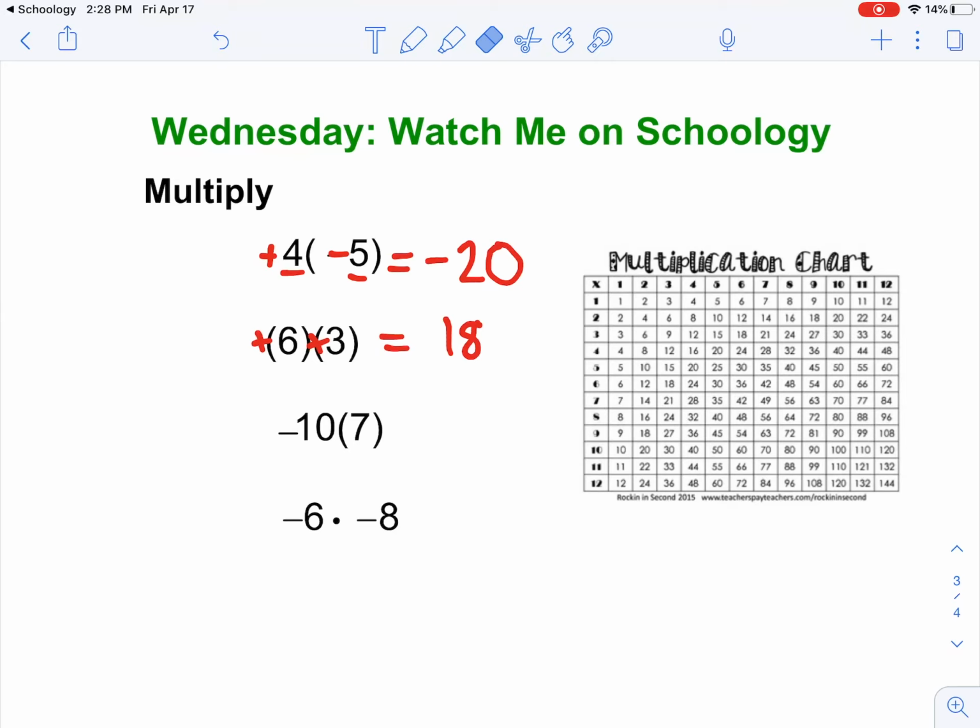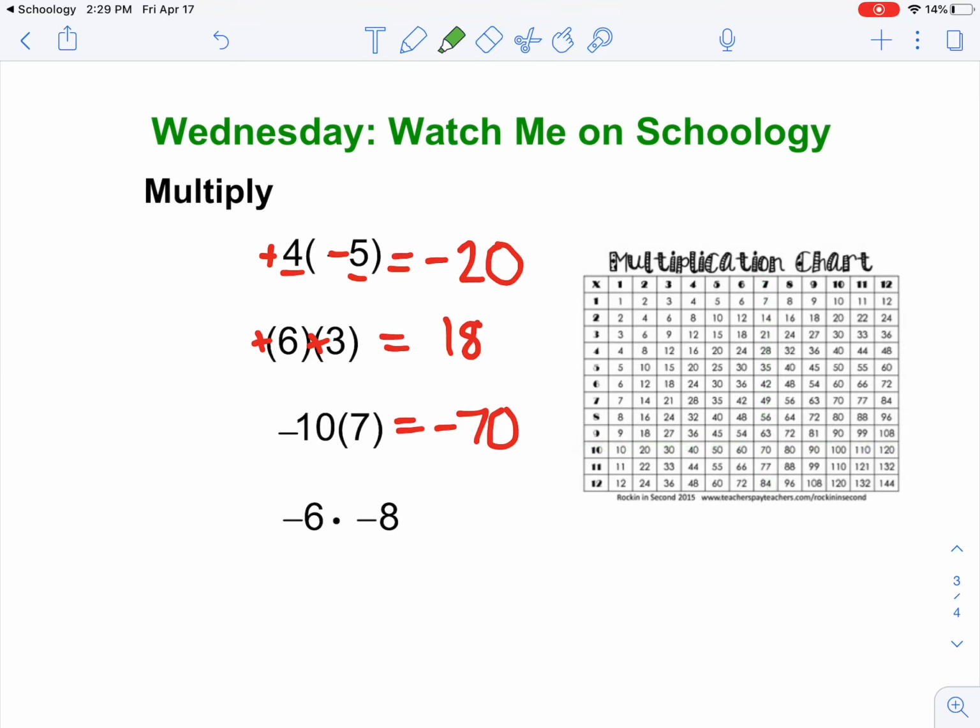Okay, next we have negative 10 times 7. So let's go on our chart, do 10 and 7. 10 times 7 is 70. Okay, so we have 70. But for this problem, we had a negative times a positive. So our answer needs to be negative. So negative 10 times 7 equals negative 70.